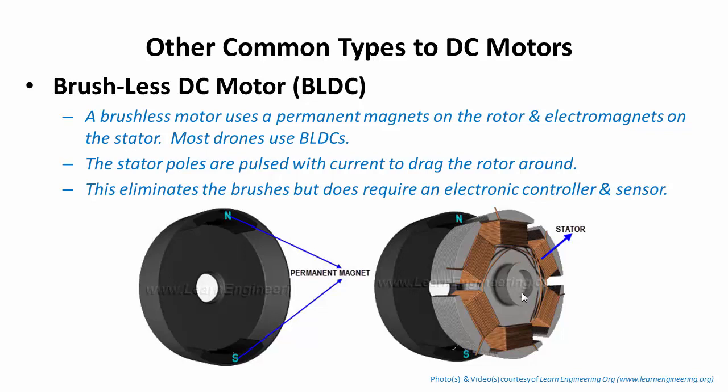Now you do need a couple things in here. You need an electronic controller, and you also need a sensor. So they put sensors in here to figure out where the rotor is at any given time, and then that is fed back to the electronic controller, which then dictates which one of these poles you turn on and off in order to get the thing to spin. So that's the brushless DC motor.